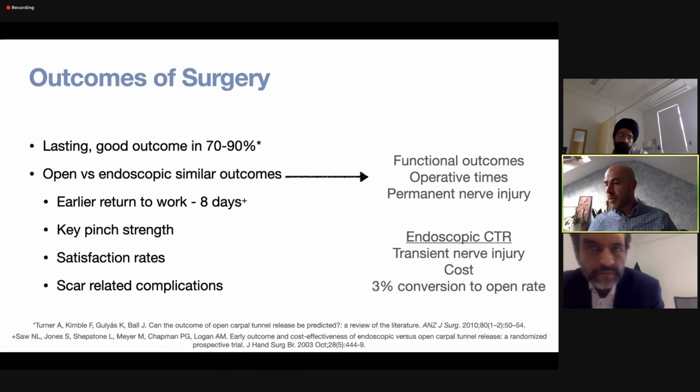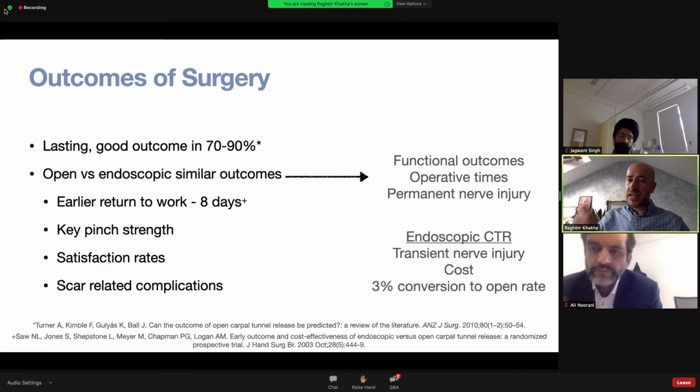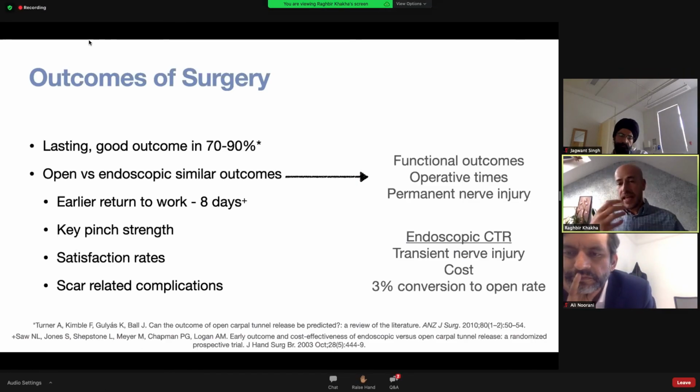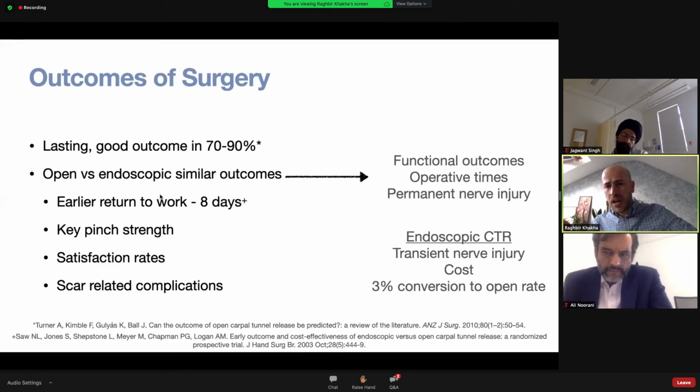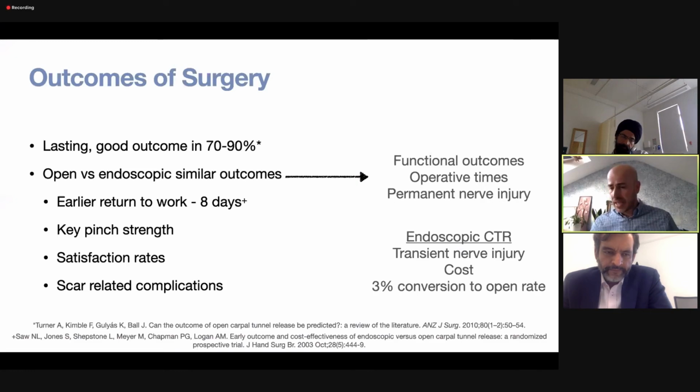The only problem with endoscopic carpal tunnel release is a slightly increased risk of transient nerve injury. As mentioned before, the cost can be slightly higher, and some studies done some time ago have shown that it is around 100 to 200 pounds more expensive in the NHS setting. There is around a 3% conversion to the open procedure. One has to convert to an open if you can't visualize the transverse carpal ligament clearly, or if there's a lot of tenosynovitis. So it is recommended to convert to an open, irrespective of your skill or ability.